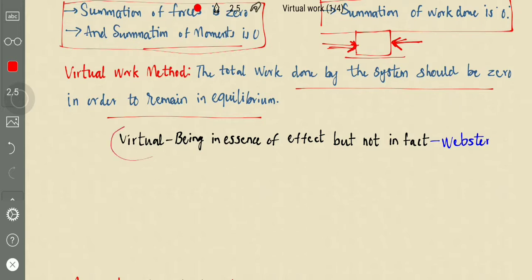So what is this virtual? What does the word virtual mean? The word virtual is given by Webster, a scientist. He said that virtual means being in essence or effect but not in fact.